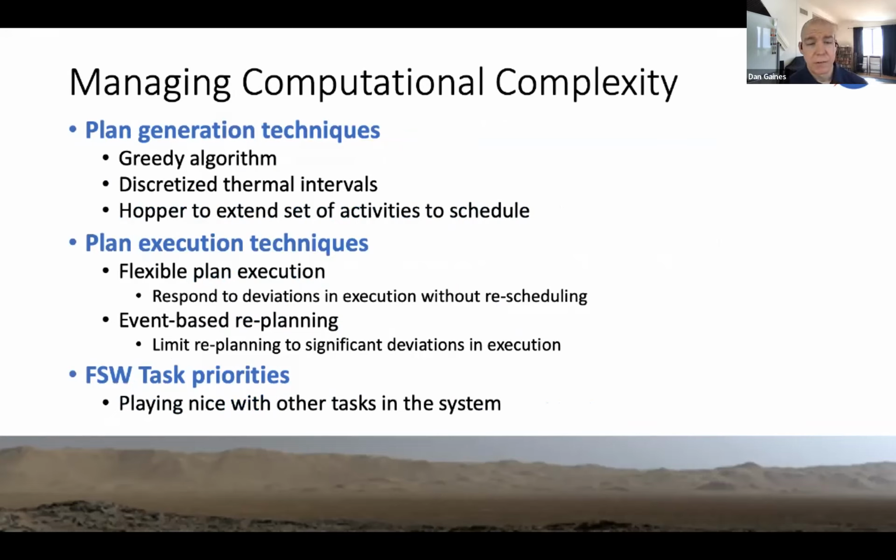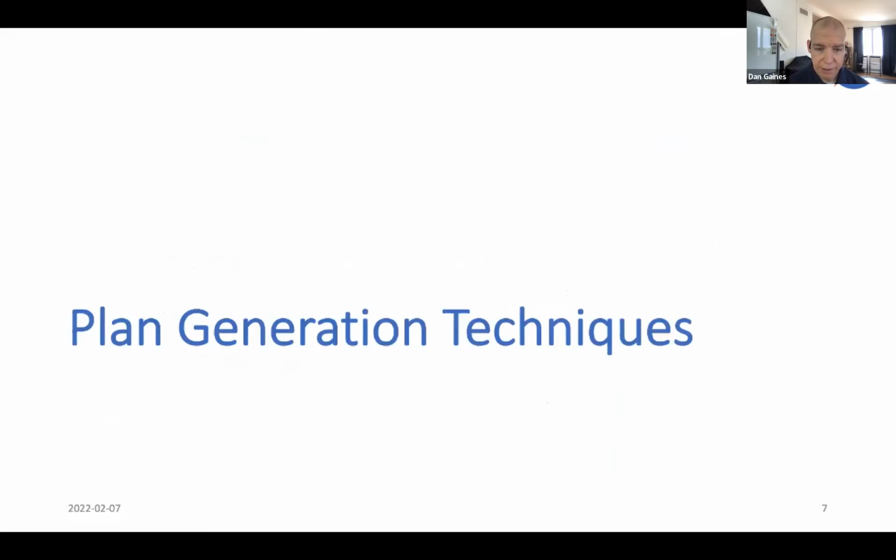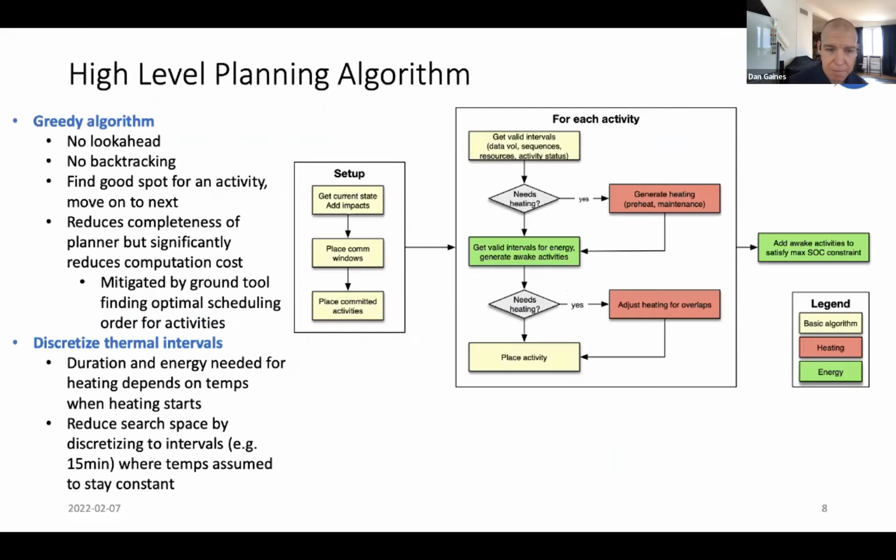And that gets us into the design and implementation decisions we've made to try to balance responsiveness and reduced computational complexity. And there's three categories we'll talk about. One has to do with techniques for plan generation, another for plan execution, and then finally, the operating system prioritization that we use for the onboard planner tasks.